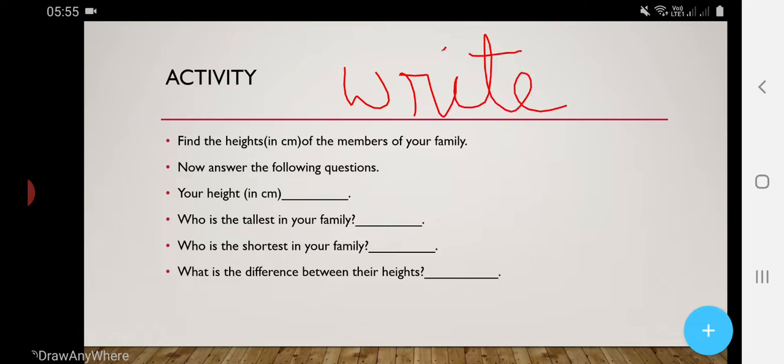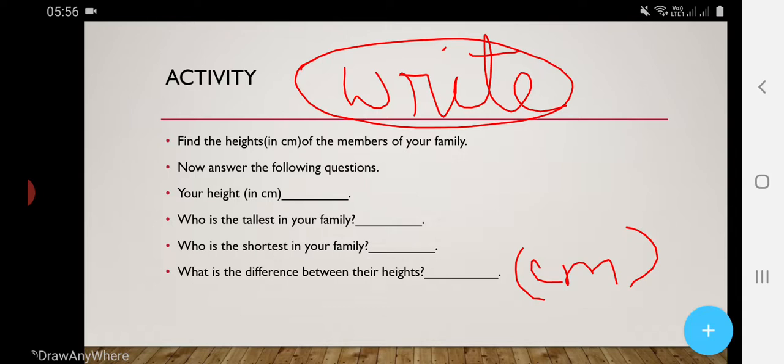First, you have to find the heights in centimeters of the members of your family. Then answer the following questions. Your height in centimeter. Who is the tallest in your family? Write the name. Who is the shortest in your family? Write the name. What is the difference between their heights? This should be done in centimeter.